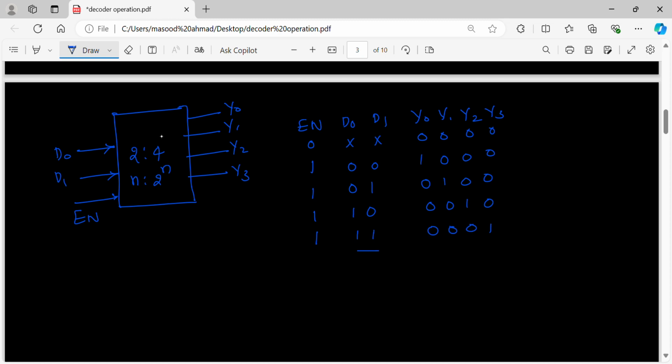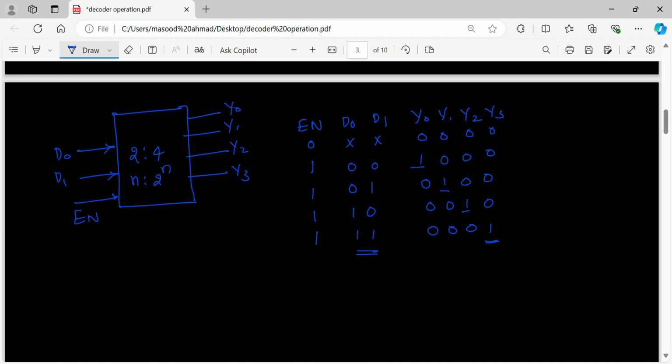So when input is 1, 1, which is 3, Y3 is active. When input is 2, Y2 is active. When input is 1, Y1 is active. When input is 0, Y0 is active. This is how exactly it happens. Rest all are zeros for active high output.